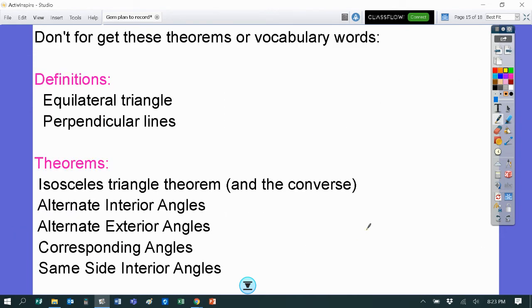Okay, don't forget these theorems and vocab: your equilateral triangle, perpendicular lines, your isosceles triangle theorem and converse, alternate interior angles, alternate exterior angles, corresponding angles, same side interior angles, also known as consecutive. Those might all come up as well.